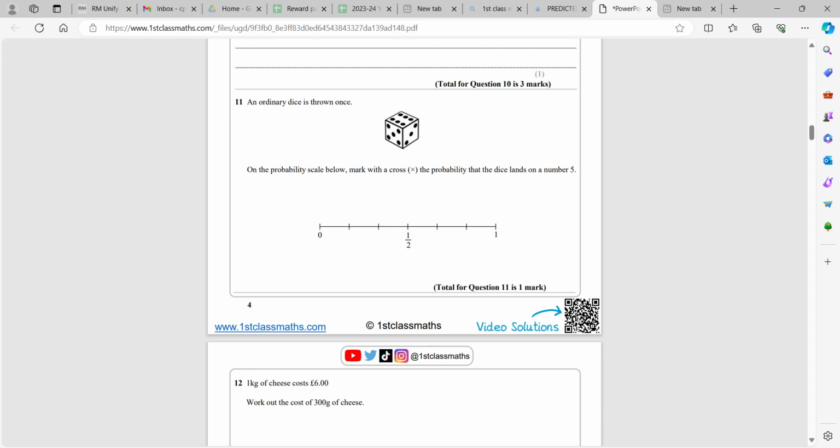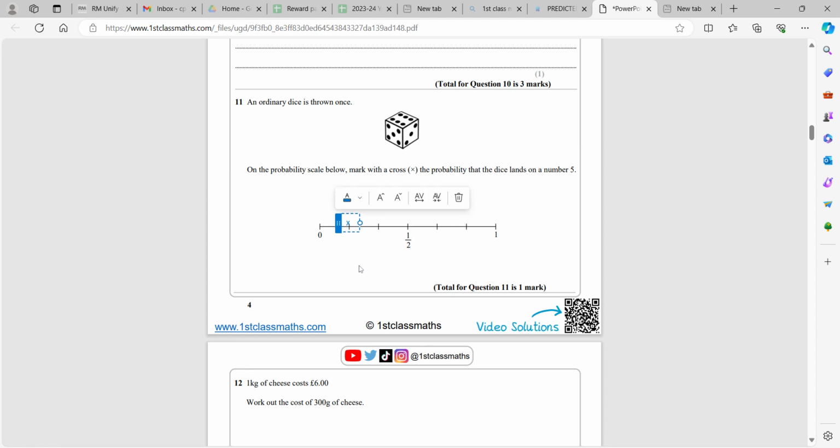On the probability scale, mark or across the probability the dice lands on a number 5. Well, it's an ordinary dice, so we know the numbers on the dice, and we know that it's a 1 in 6 chance that it's going to land on number 5. Okay, so what have we got here? 1, 2, 3, 4, 5, 6. You'll see there are actually 6 little intervals here, and we know it's 1 in 6, so we just put the X here.